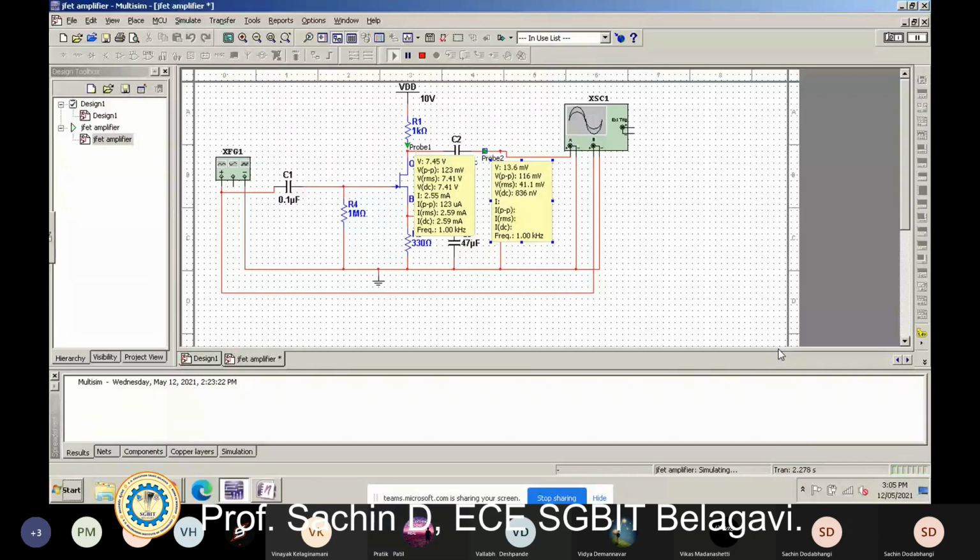V peak to peak means that is the AC voltage. If you compare both, the AC voltage is the same. For the first probe, V peak to peak is 123 millivolt, whereas for the second, after C2, V peak to peak is 116 millivolt. It is almost the same. AC voltage remains the same when the signal passes through the capacitor, whereas DC is blocked. So DC is almost 0. Practically we write it in terms of millivolt, that is almost 0.